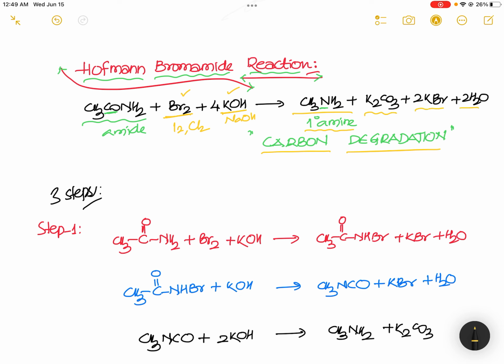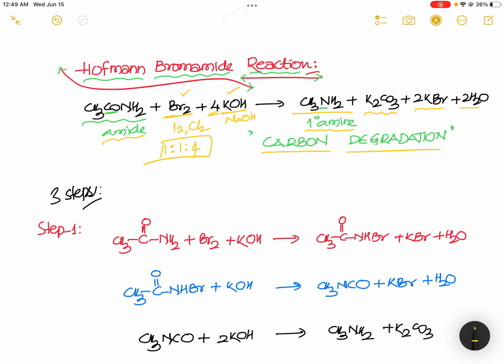K2CO3, KBr and H2O. Sometimes in some books you can see the number of moles of KOH also asked. For 1 mole of amide, how many moles of KOH is required? How many moles of bromine is required? Or what is the mole ratio? 1:1:4. These kinds of questions you can also see in some materials.